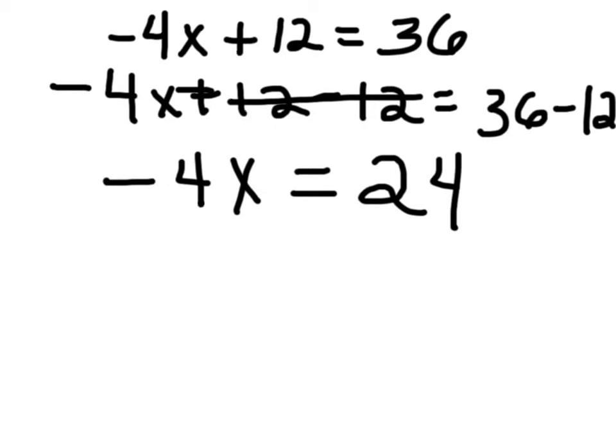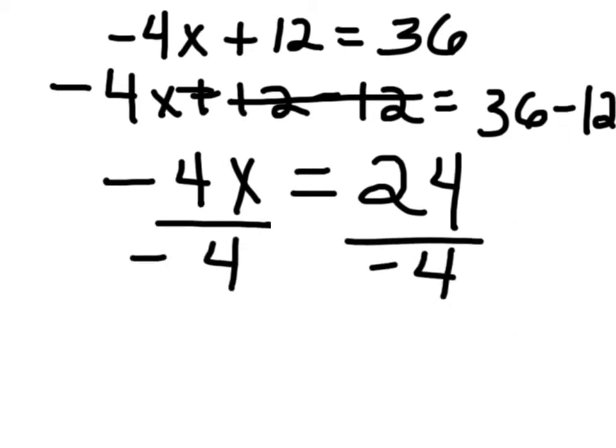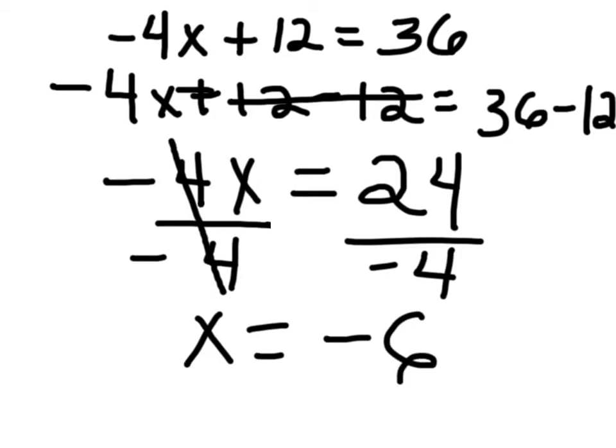From this point, we're going to divide by negative 4 on both sides. And the negative 4's will cancel out on this side. I'll have the variable x left on the left. And then to simplify 24 divided by the negative 4, I'm going to end up with a negative answer, negative 6.